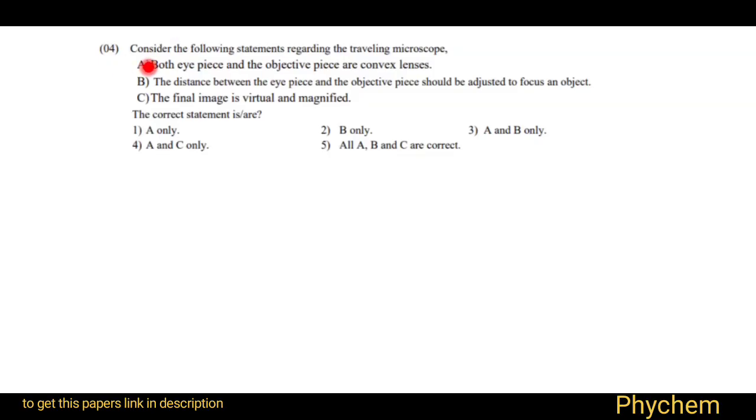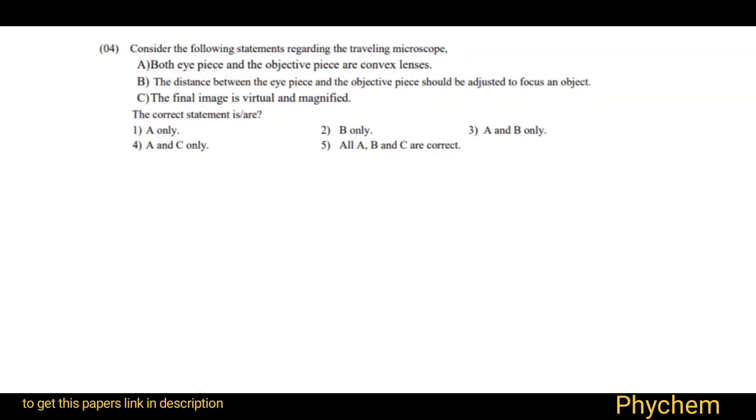Consider the following statements regarding the traveling microscope. One: both eyepiece and objective piece are convex lenses. Two: the distance between the eyepiece and the objective piece should be adjusted to focus an object. Three: the final image is virtual and magnified. The correct statement is?